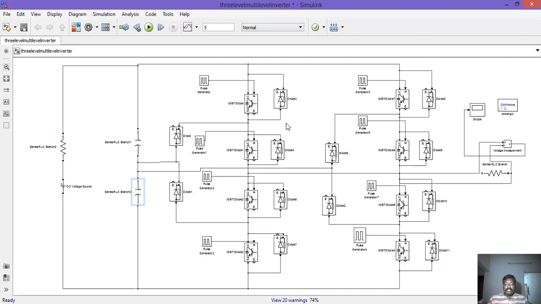This is the circuit connection. The load is connected to the center of the 2 legs.